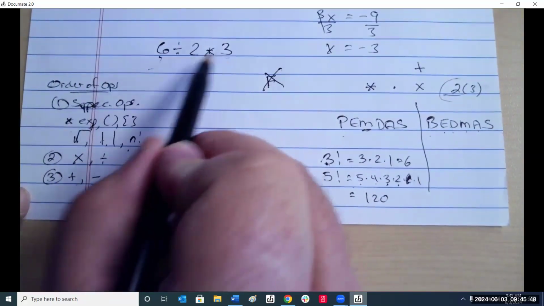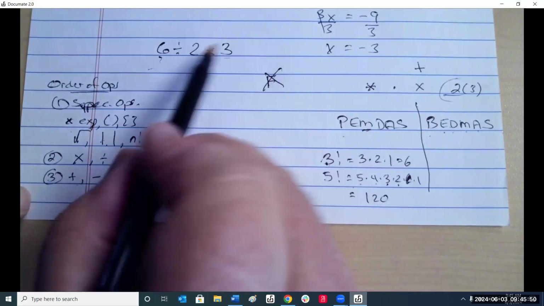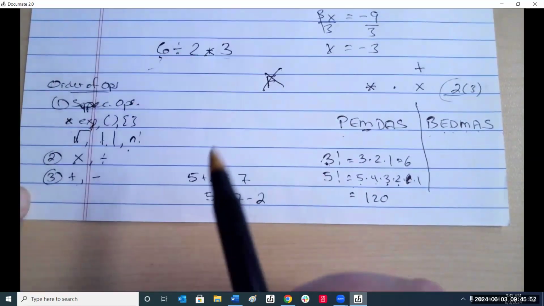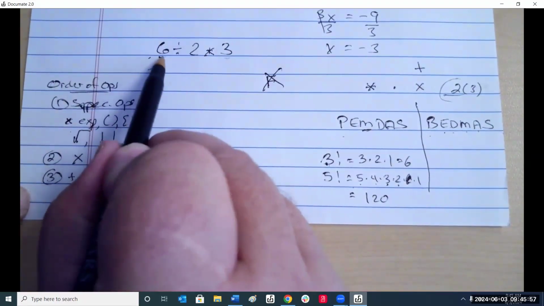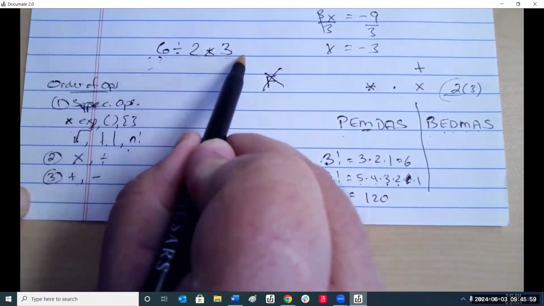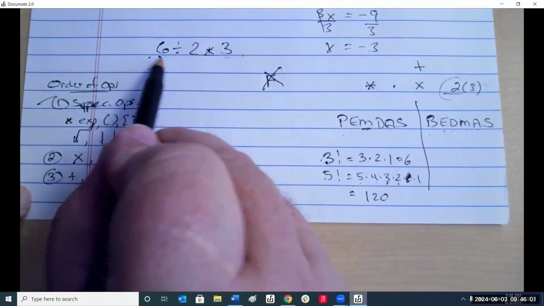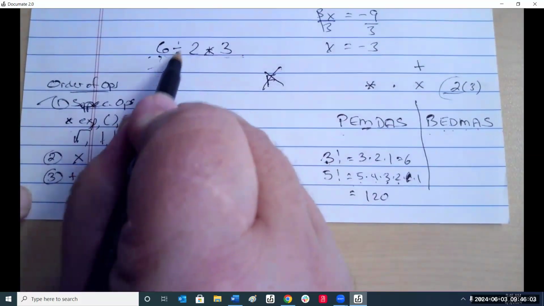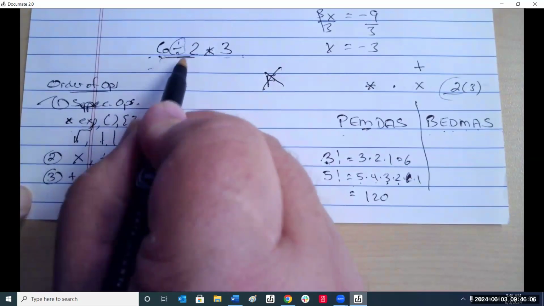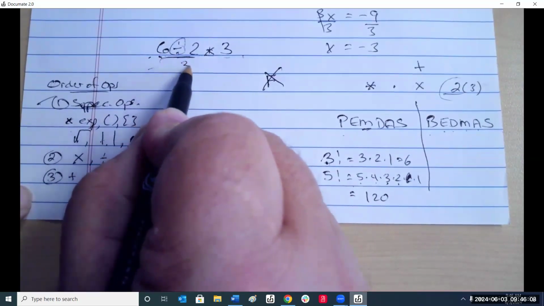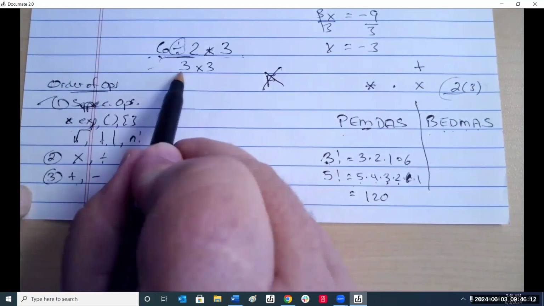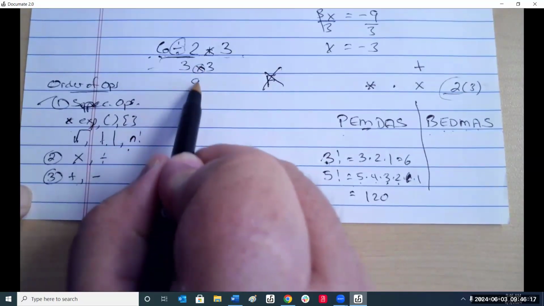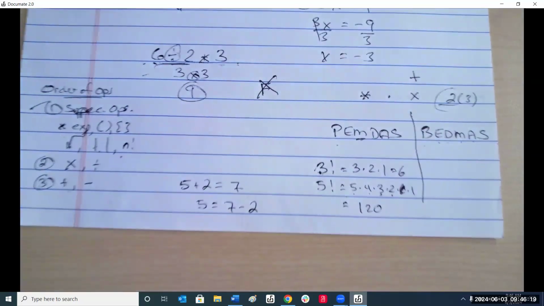When you read this, it's a sentence. This is called a statement. When you read it, you read left to right. Are there any special operations? No, so we did that. Are there any multiplication or division? Yes, here's a division. So we do 6 divided by 2. Repeat the process. Any special operations? Any multiplication or division? Yes. That's the answer.